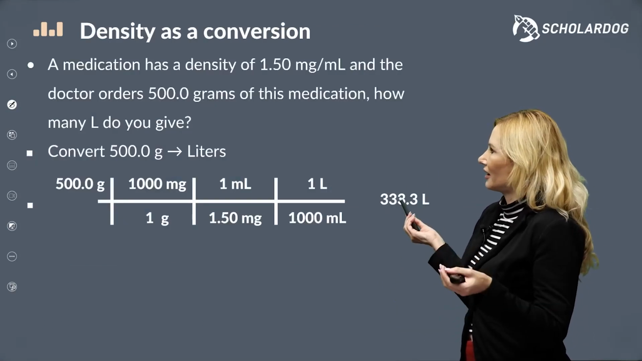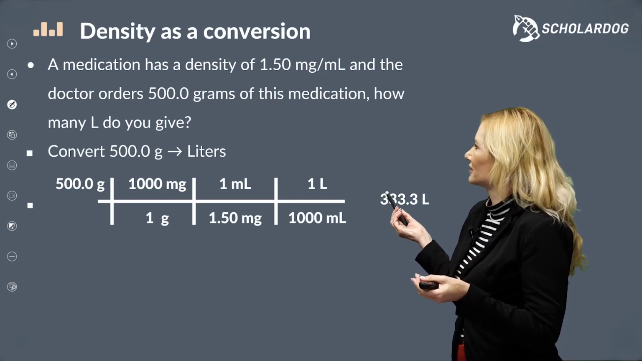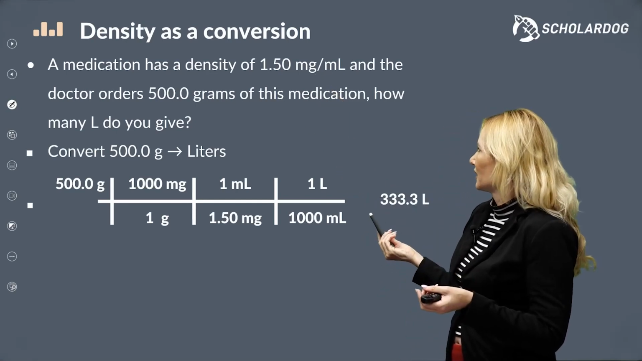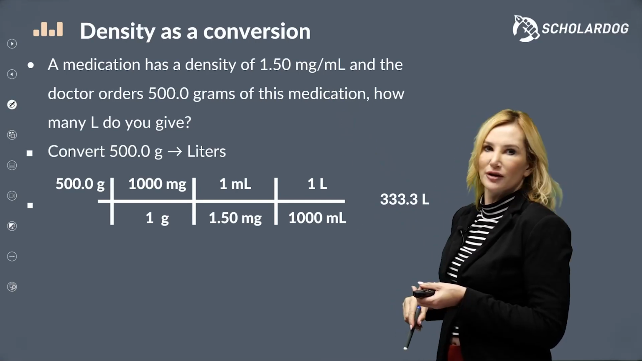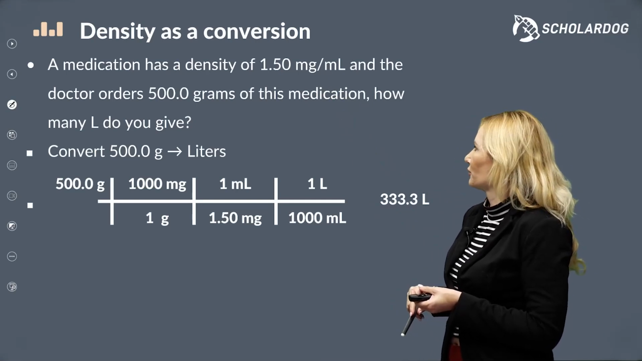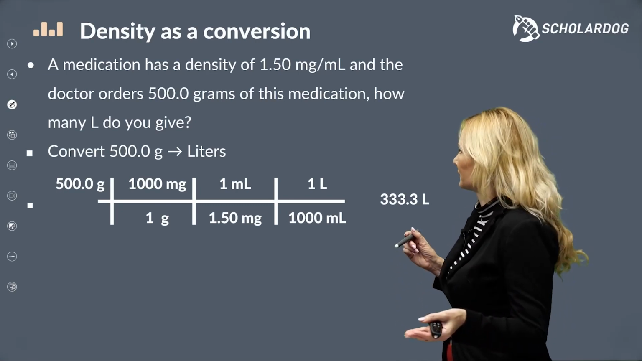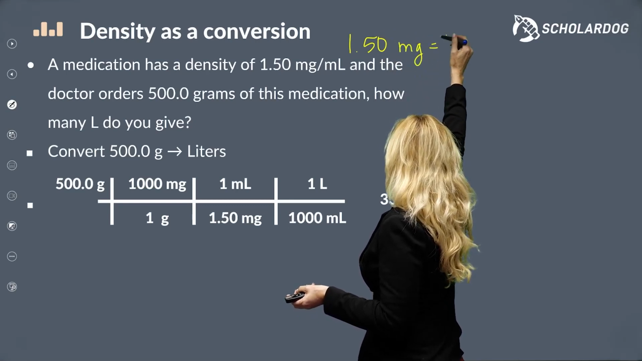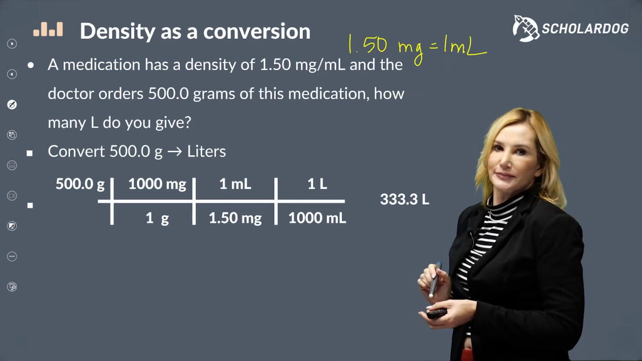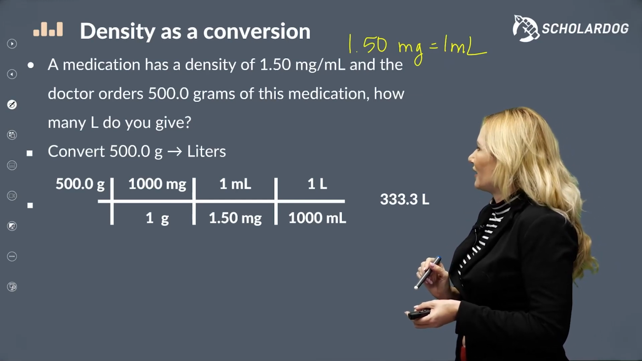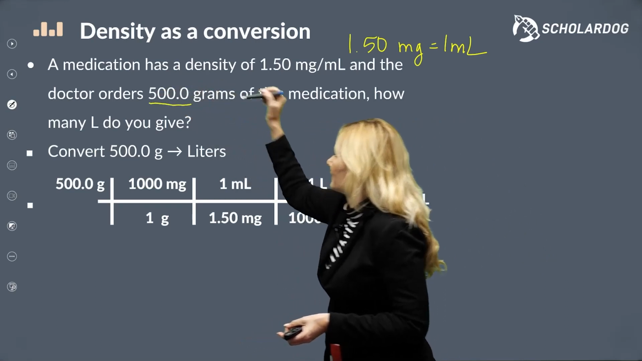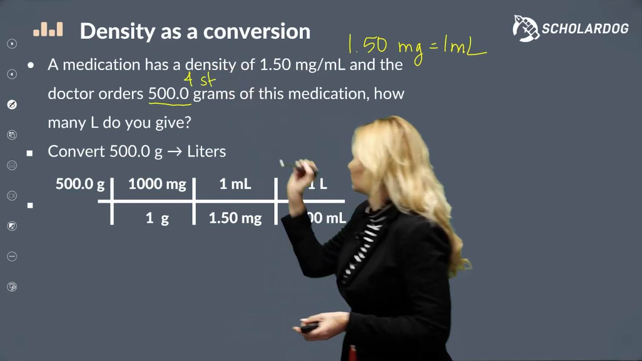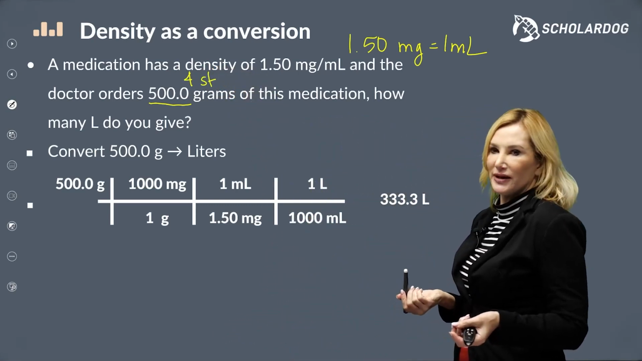Here is a classic medication example. Medication often comes with a density for that medication. A medication has a density on the label of 1.50 milligrams per milliliter. Remember, that's equal to 1 milliliter. So we could rewrite it right away like this. And the doctor orders 500 grams. The doctor was precise to give us 4 sig figs. How many liters do we give the patient?